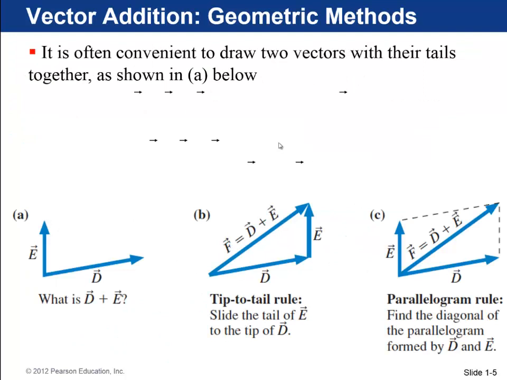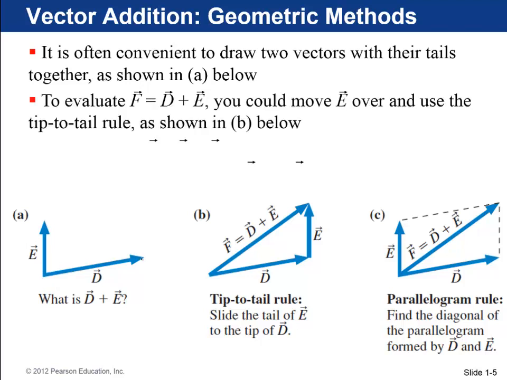Okay, so when you're adding vectors, I'll discuss 2 geometric methods of doing it, and then we'll talk about components. It's usually convenient to draw all your vectors with their tails together. Here is figure A showing a vector E going up and a vector D going to the right. If you want to find the sum of those 2 vectors, F equals D plus E, one way you can do it is called the tip-to-tail method, which is you slide the vector you want to add over to the head of the vector you're adding it to, and then start from the tail of the first vector and extend it up to the head of the second vector, and that is your sum, F equals D plus E.